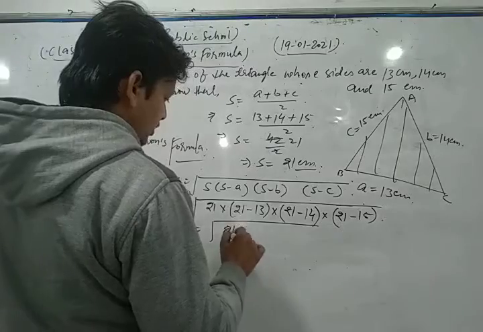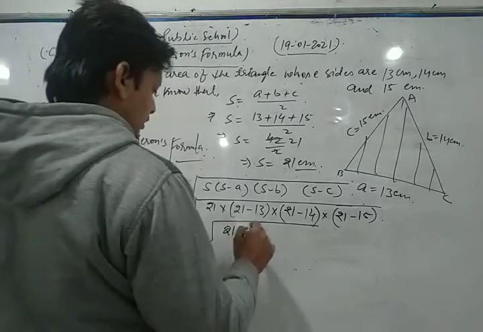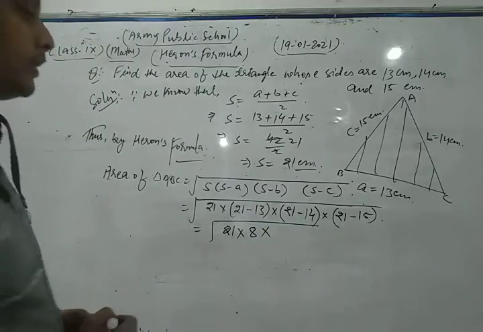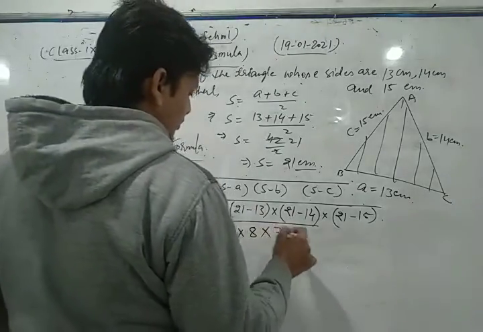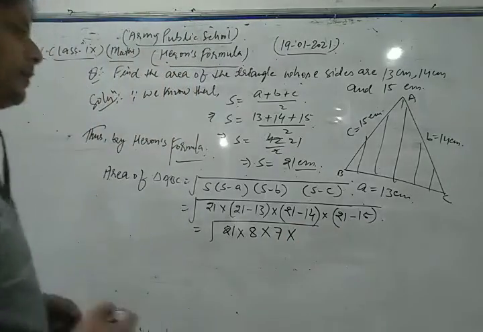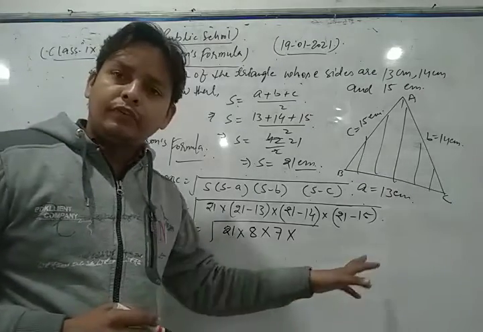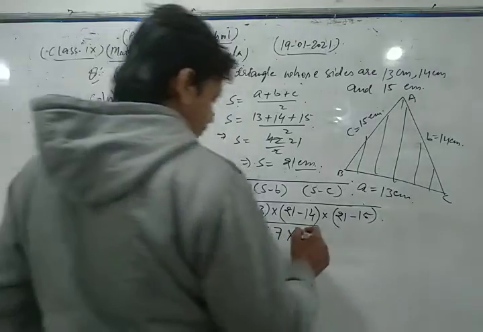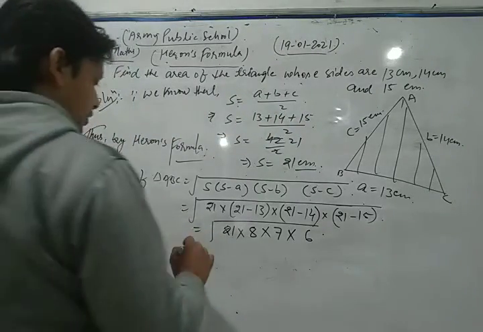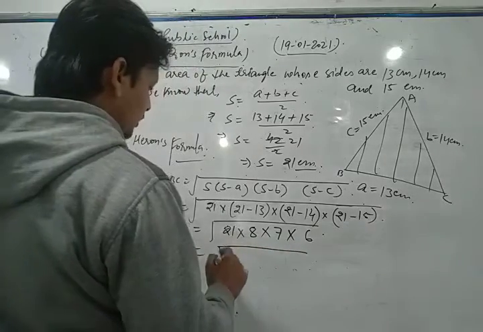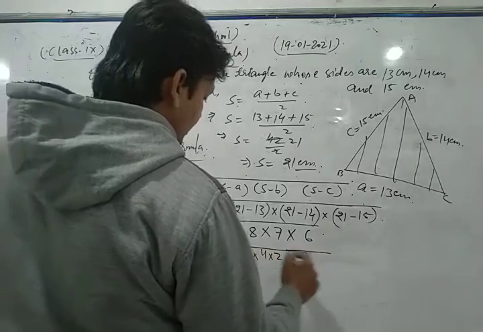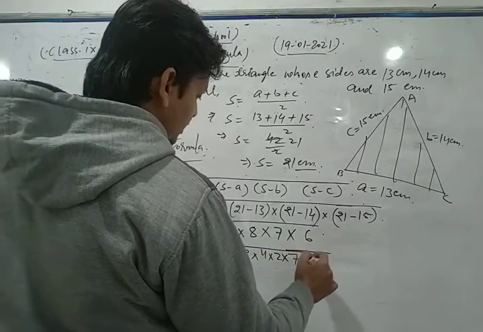This is 21 into 21 minus 13, this is 8. Now 21 minus 14 is what? Just 7. Now into 21 minus 15. Dear student, 21 minus 15 is what? 6. Now first of all we do their prime factorization. We can write 21 as 7 into 3, we write 8 as 4 into 2, we write 7 as it is, and we write 6 as 3 into 2.